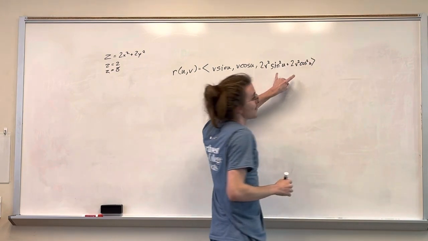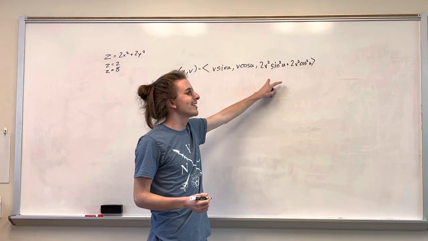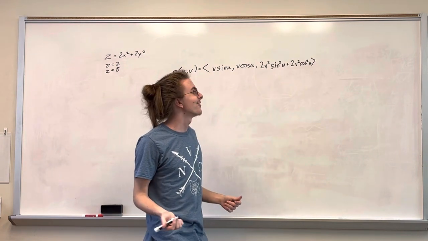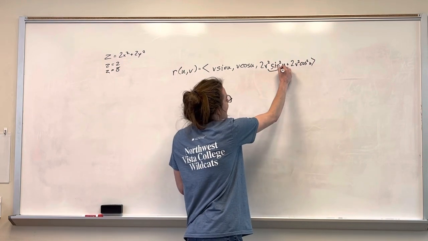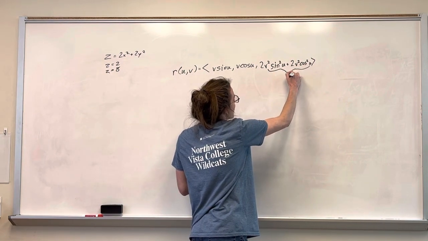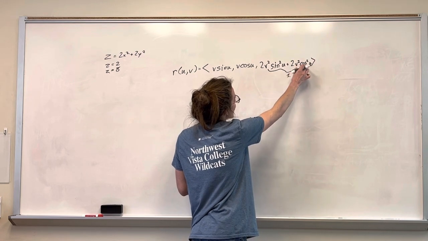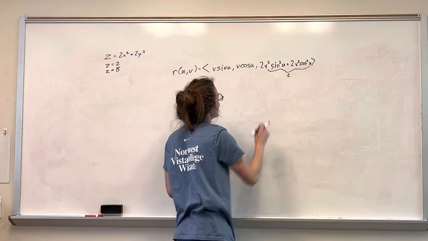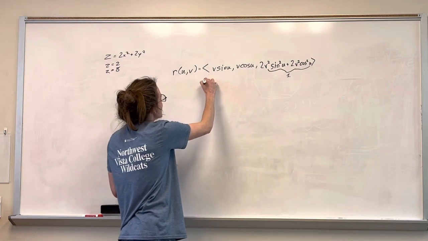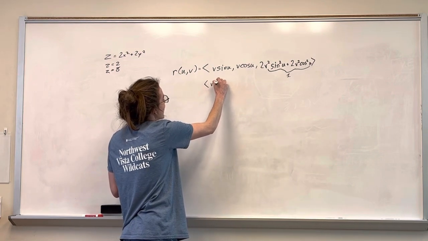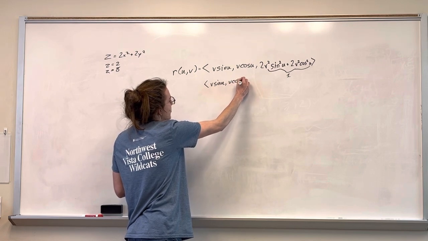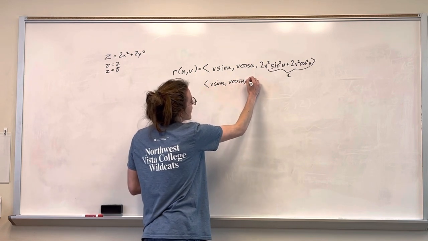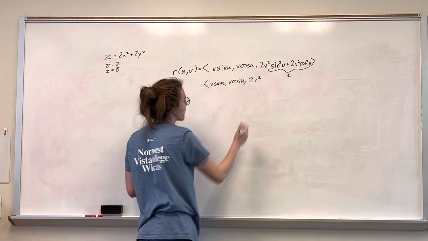Now this is an important step that if you miss it, it screws up the whole integral and takes a lot longer. The sine squared and cosine squared add to 1, so you just take what is in front, which is the 2v squared. So that can be rewritten as r equals v sine u, v cosine u, and 2v squared.